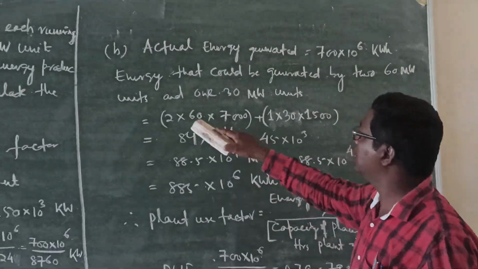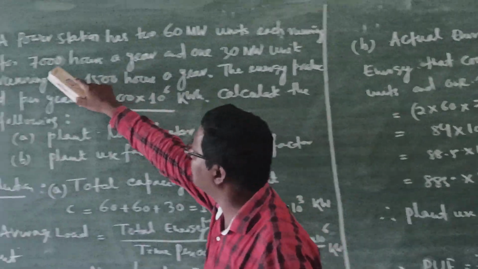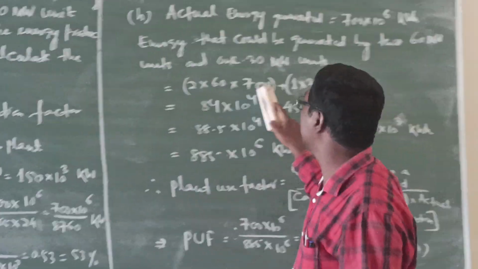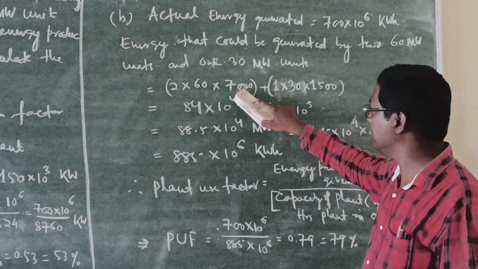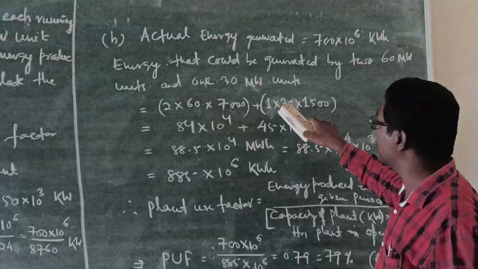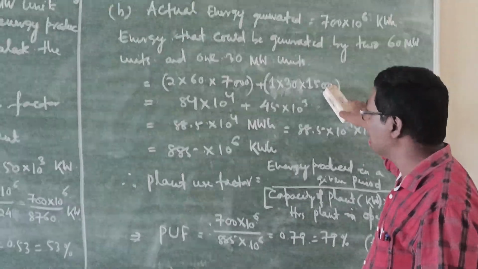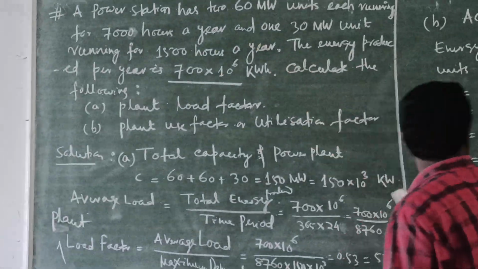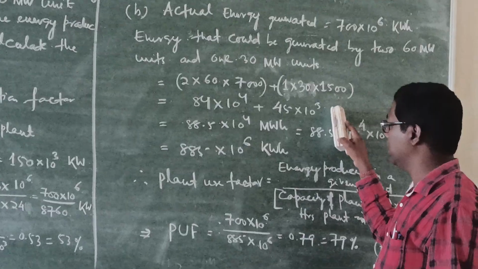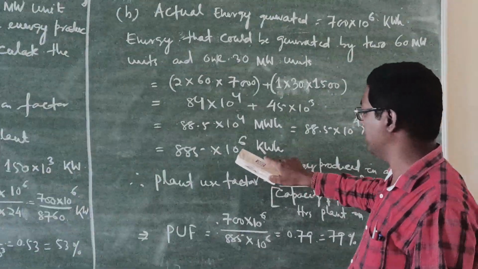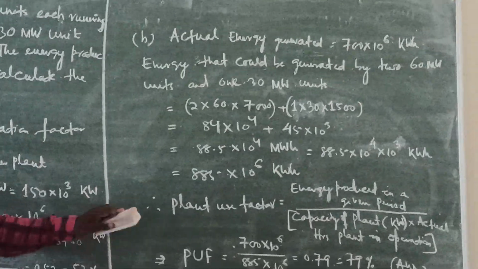But the energy that will be generated by the 60 megawatt units and the other 30 megawatt unit will become how much? So 2 into 60, running for 7,000 hours a year, so 2 into 60 into 7,000. Next, another unit is 30 megawatt running for 1500 hours a year. So 1 into 30 into 1500. After calculating, we can find 885 kilowatt hour.